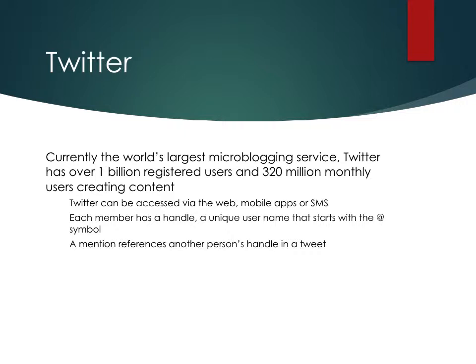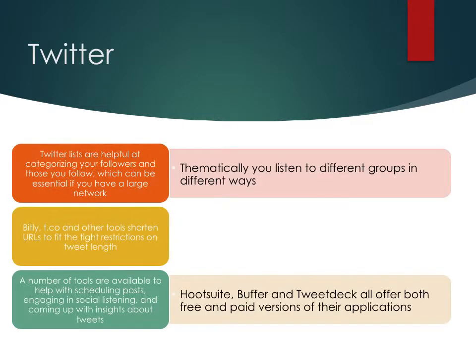Twitter now has over 1 billion registered users, and most notably, 320 million monthly users are creating content. This is still a growing number, and it's widely available across many devices. And it's also a platform where each user has their own unique name. They also, again, have an enormous amount of connectivity between Twitter and other social media platforms.